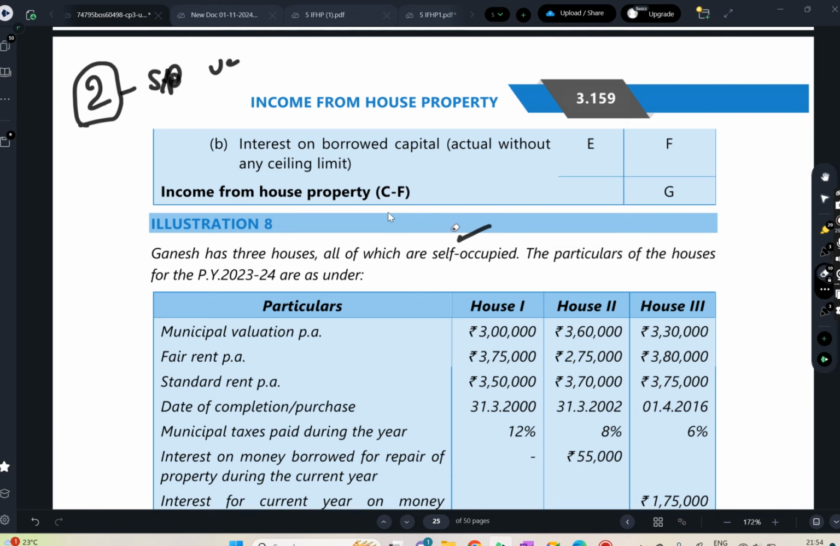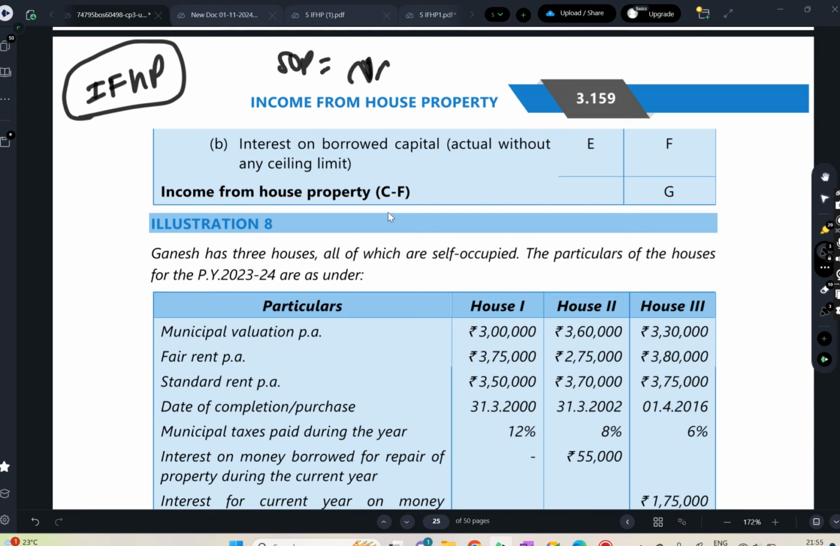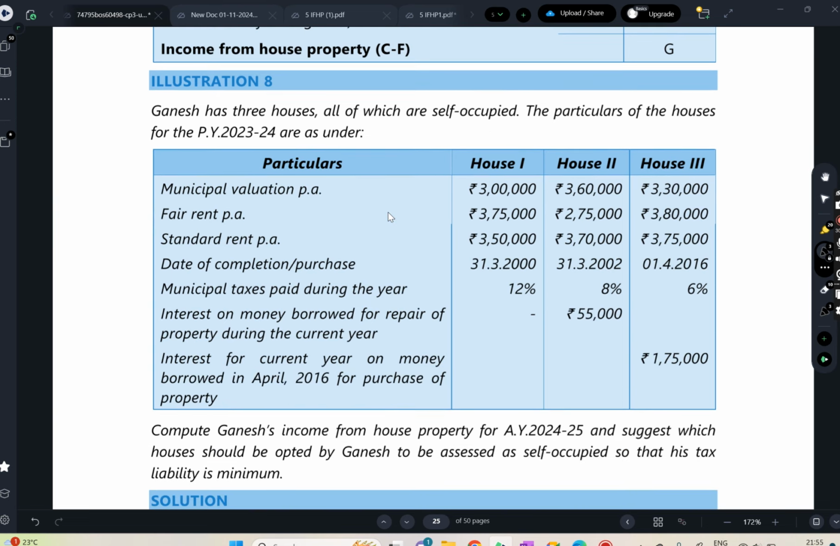Now here is the question, he can claim either. Obviously if you are the assessee, you will choose the house which has more income from house property, right? Because we know that for a self-occupied property, NAV is equal to nil. You don't need to pay any tax on a self-occupied property. So you need to choose in such a way that your tax will be lesser. Now here they have given 3 houses: house 1, house 2, house 3. Remember, for a self-occupied property there will be ceiling limits. If it is a let out property, no ceiling limits.